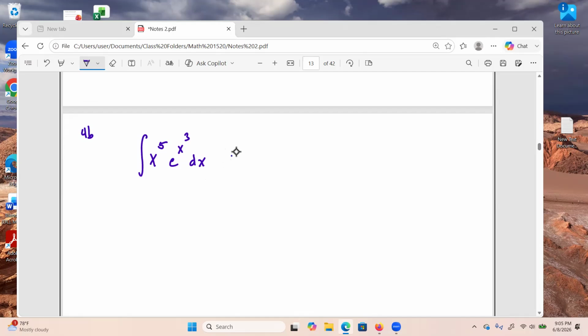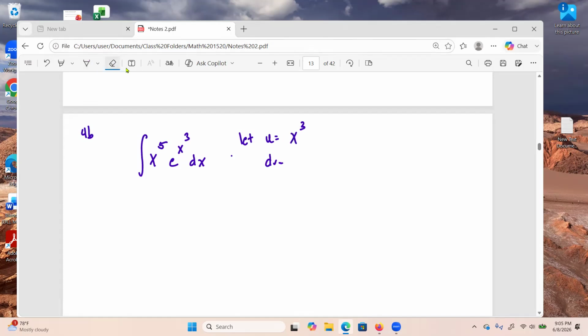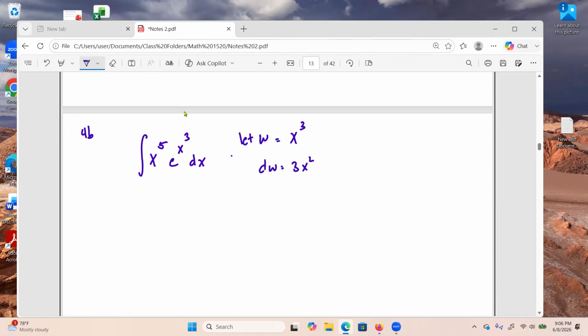So here we go. We're going to go ahead and say let u equals x cubed. Its derivative du is equal, we're not going to do it this way, because I know it's coming. So I'm going to pick a different letter. I'm going to pick W. Okay, so we're going to say let W equal x cubed. dW equals 3x squared.